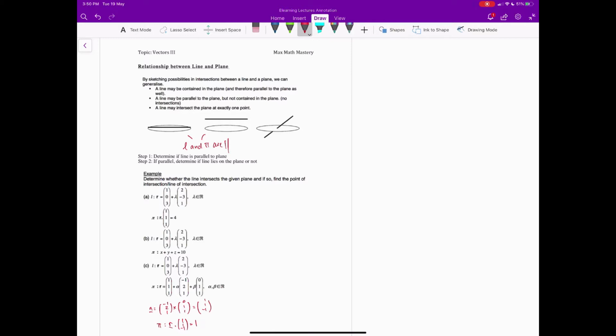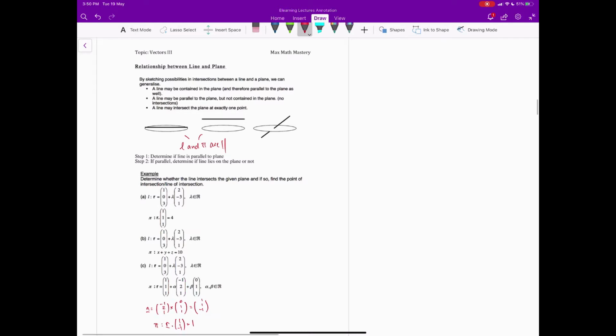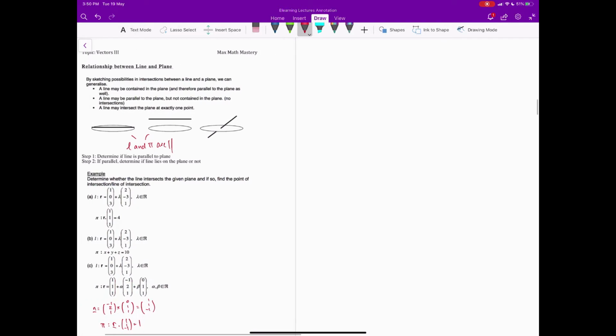Then the third kind of relationship is where the line and the plane are not parallel. They will definitely intersect at a point, exactly one point. So first, we're going to learn how to determine the relationship, and also in this portion, we're going to try to find the intersection between the line and plane. So let's talk about how to determine the relationship first.